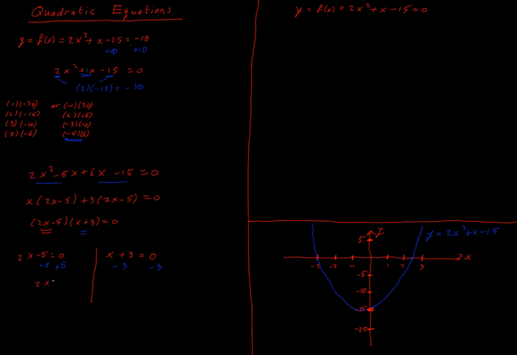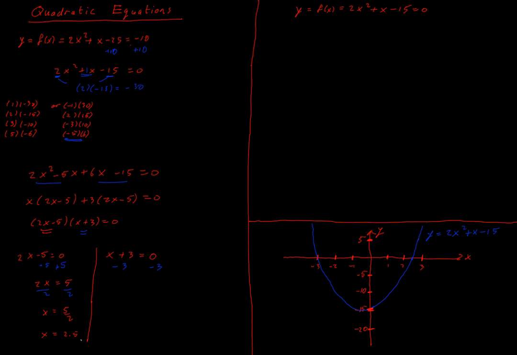We end up with 2x is equal to 5. Divide both sides by 2 to get x by itself, which is what we always do in solving equations. We get x is equal to 5 over 2. I find it easier for graphing to rewrite that as a decimal. So if you're trying to draw sketches, decimals will help you.